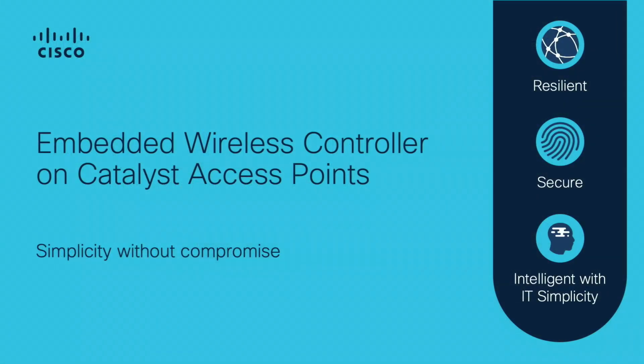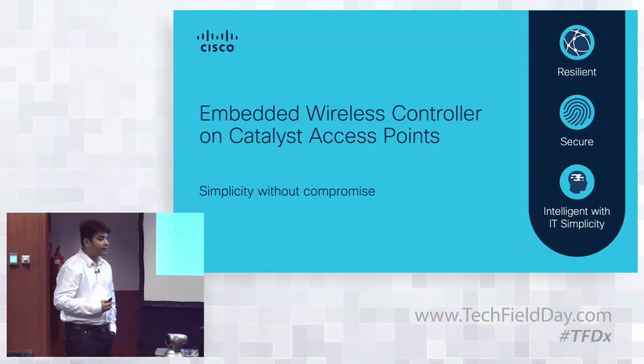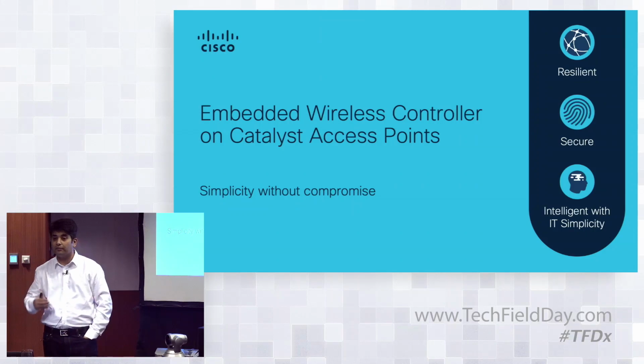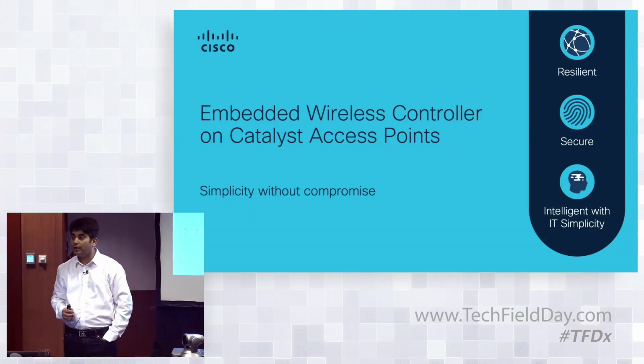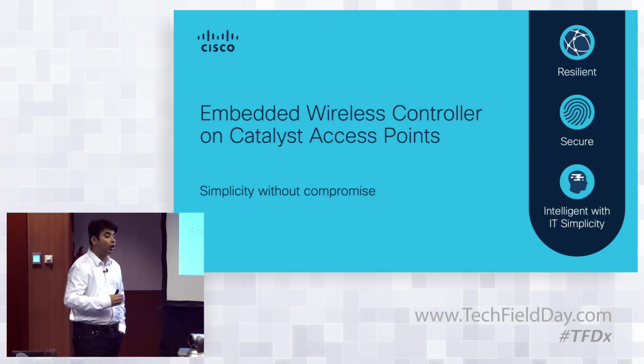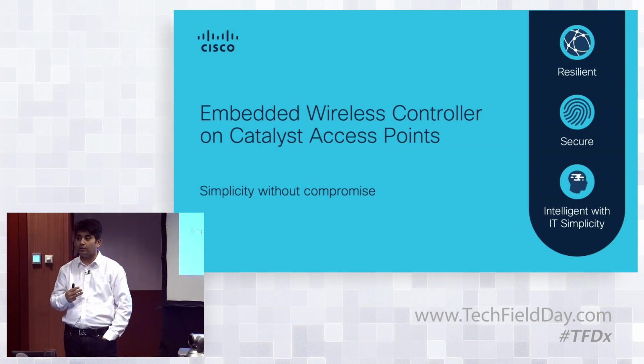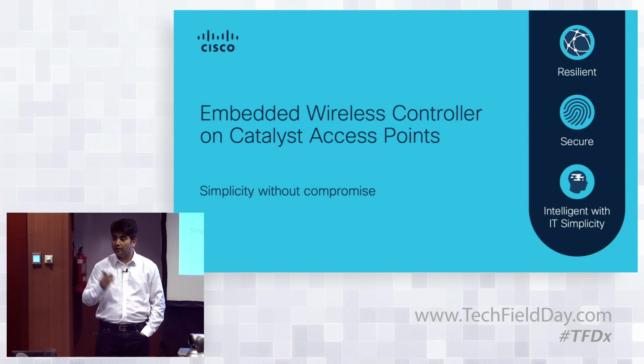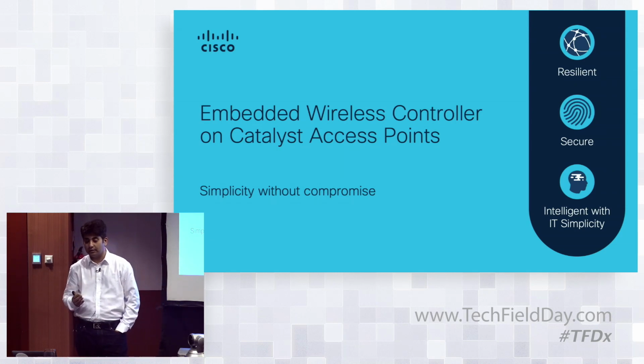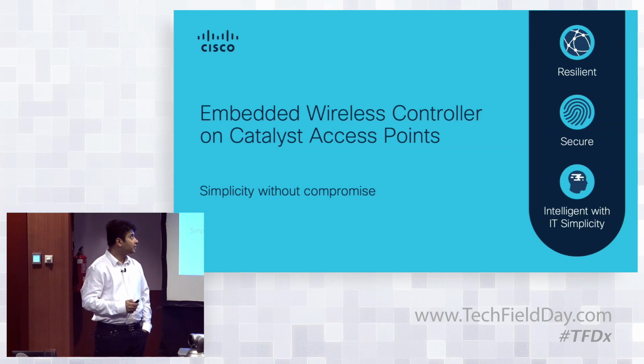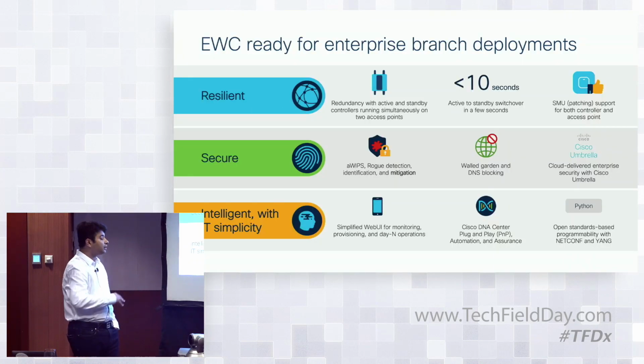Now let's go into a little more detail about the embedded wireless controller. As I said, this is made for distributed enterprise deployment, and we have made sure that there is no compromise on the feature sets. We built it on the same 3 pillars of excellence that we used to build the 9800 appliance controller, which are resiliency, security, and intelligence with IT simplicity. So let's go into a little more detail about all 3 pillars.